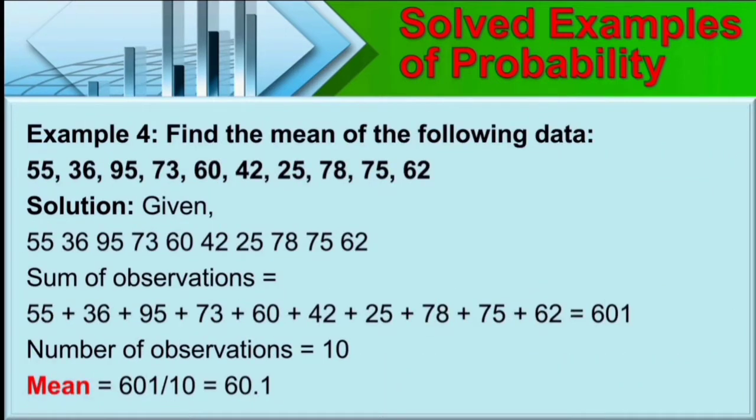Solved example of probability. Example 4. Find the mean of the following data. Data is 55, 36, 95, 73, 60, 42, 25, 78, 75 and 62. Solution. First of all, we will sum the observations. That will be equal to 601. Number of observations is 10. Hence, the mean will be 601 divided by 10, which is equal to 60.1.